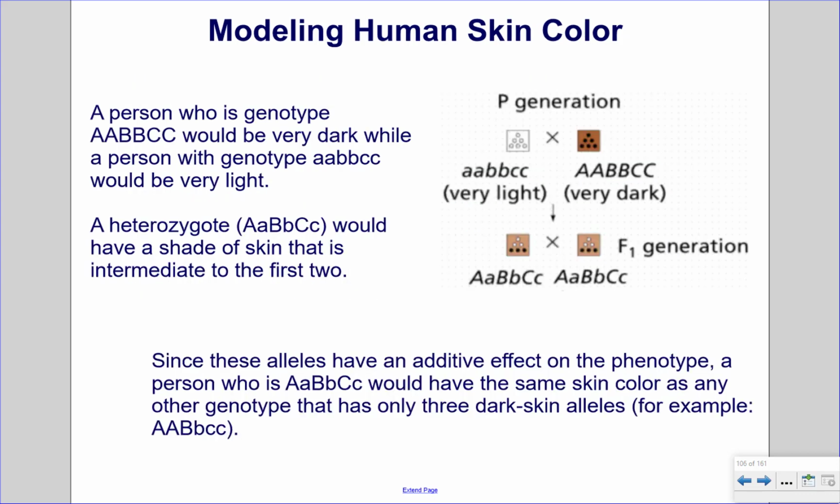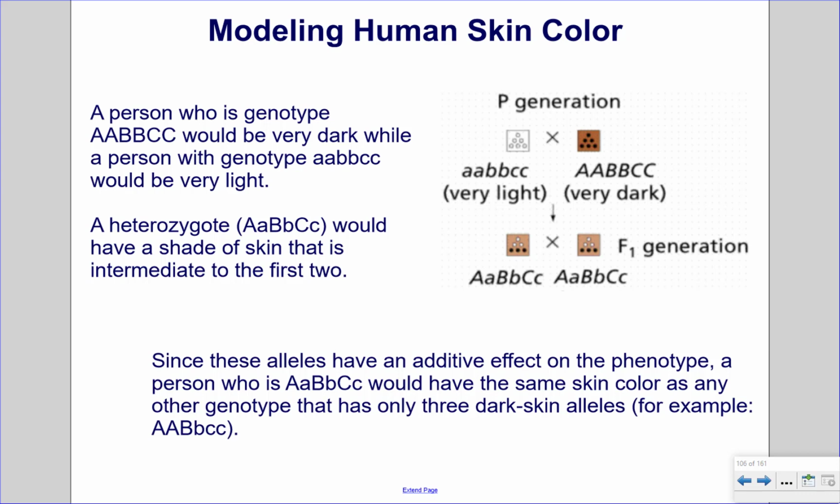Modeling human skin color. A person who is genotype big A, big A, big B, big B, big C, big C would be very dark, while a person with genotype little a, little a, little b, little b, little c, little c would be very light. A heterozygote, which is big A, little a, big B, little b, big C, little c, would have a shade of skin that is intermediate to the first 2.